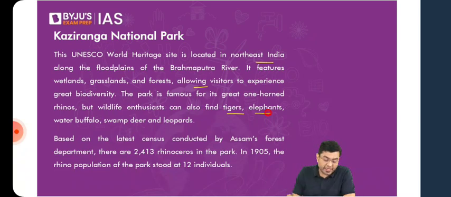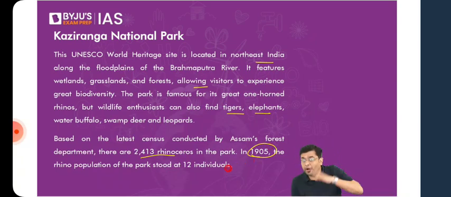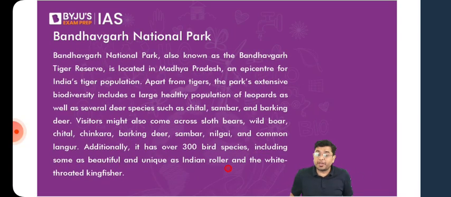So based on the latest census conducted, you had around 13 rhinos in the park. But in 1905, the rhino population was reduced to only 12 individuals. So from 12, in around 100 years, we have seen a remarkable turnaround, where due to massive raising of awareness and the strict norms created by the various legislations, we have managed a greater amount of conservation to be carried out.